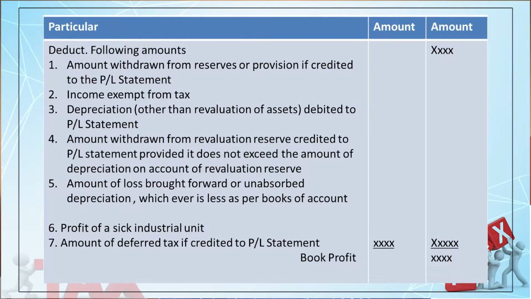be deducted, and then you have to deduct the profit, if there is any profit, of SIC industrial unit and the amount of deferred taxes if credited to the statement of profit and loss. So, this is the mechanism of calculating the book profit. In this way, you have to reach the amount of book profit. It's okay, it's fine. You have calculated the book profit.